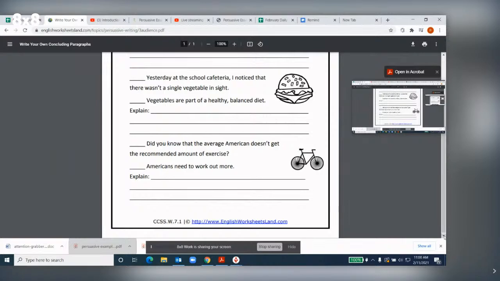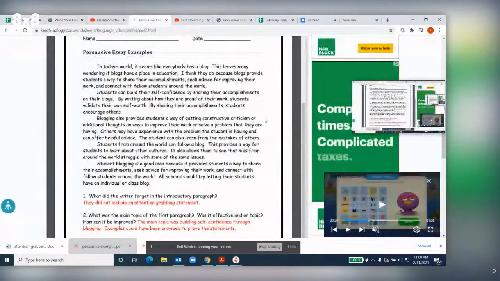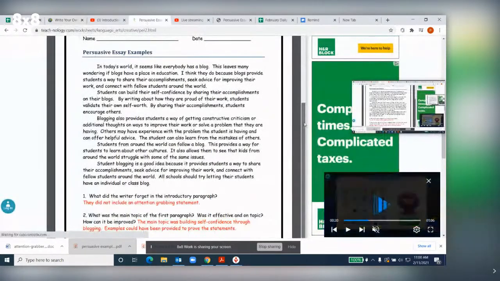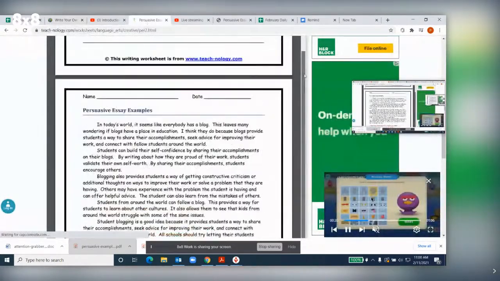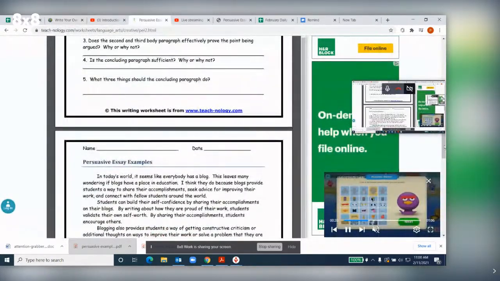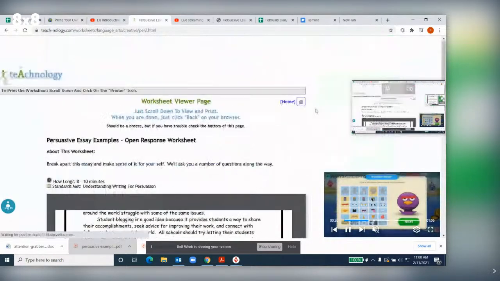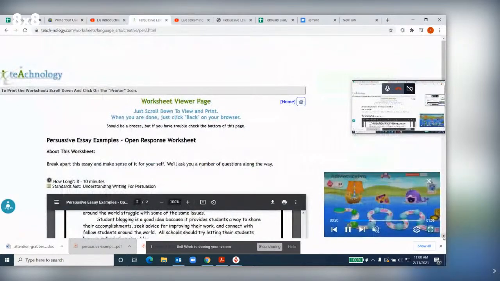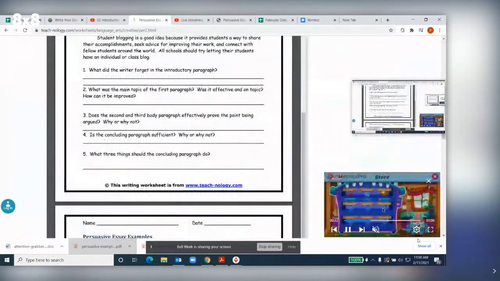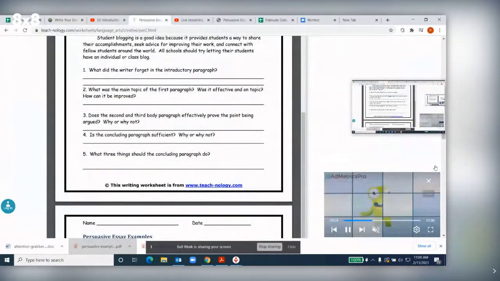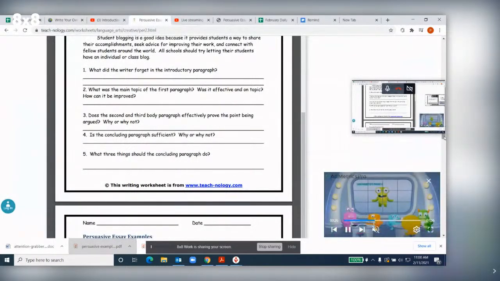Okay, so now I want to look at an essay, and I want to read this one to you first, and we'll break it down, because it's going to talk about attention grabbers. Okay. Let me go back up to the top here.